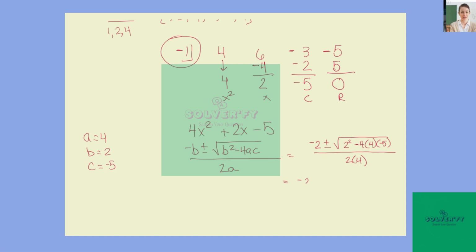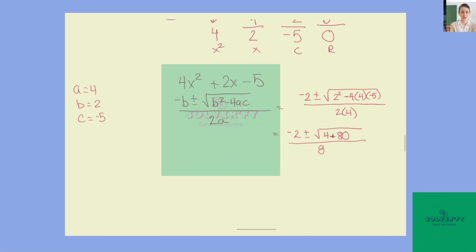So let's clean up inside the square root. So that's going to be 4. 2 negatives is going to make a plus. And that's going to be 80 all over 8. Let's keep going inside the square root. So -2 plus or minus the square root of 84 all over 8.